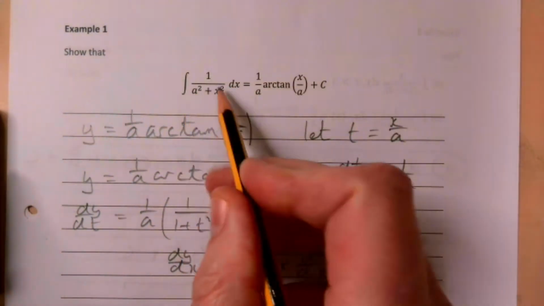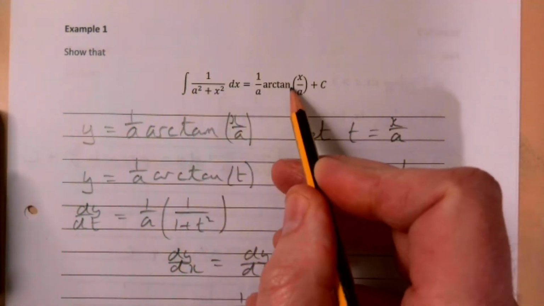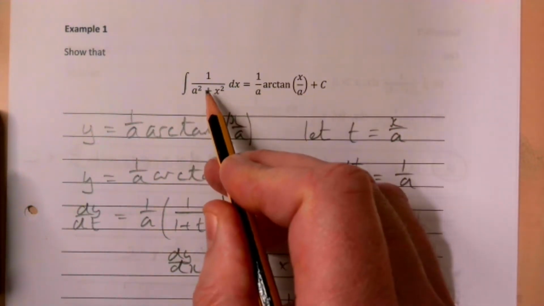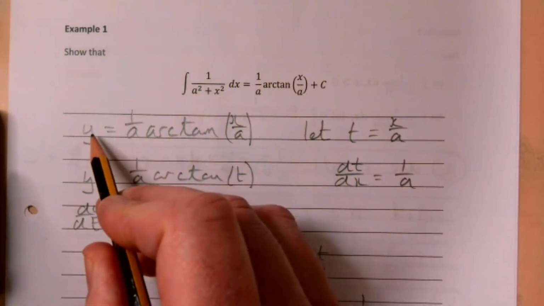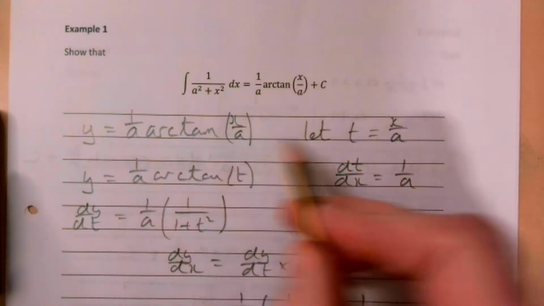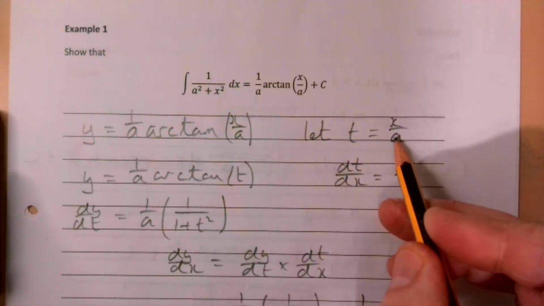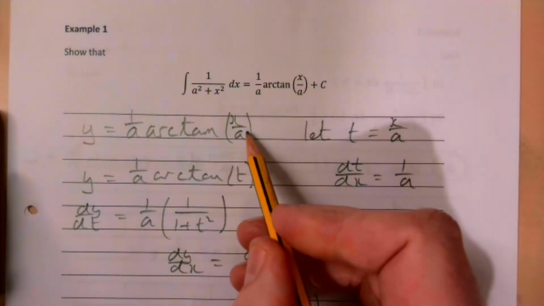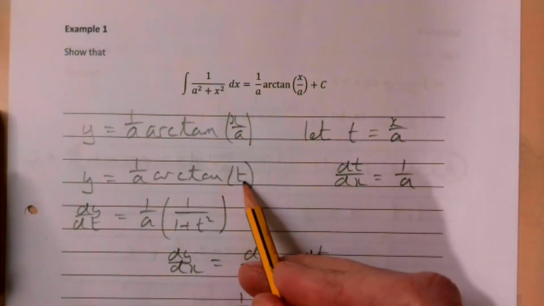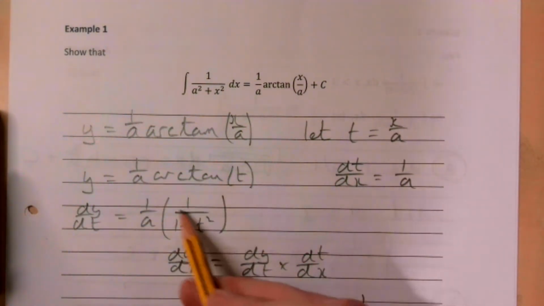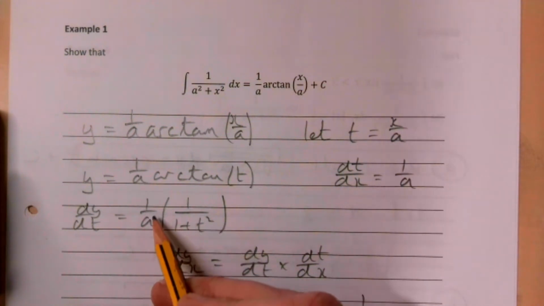We're trying to show that the integral of this gives us this. I've done it backwards here, so I'm differentiating this and ending up with this. So I'm letting y equal this bit here, and I've let t equal x over a. We're going to use the differentiation chain rule. So changing that to t, we know that if you differentiate this, you're going to get 1 over 1 plus t squared. Again, it's just back on the previous page.